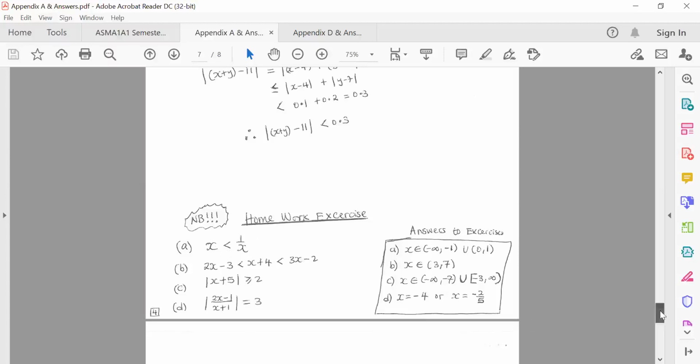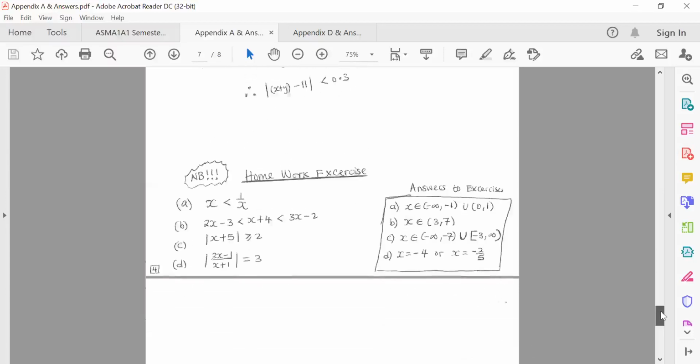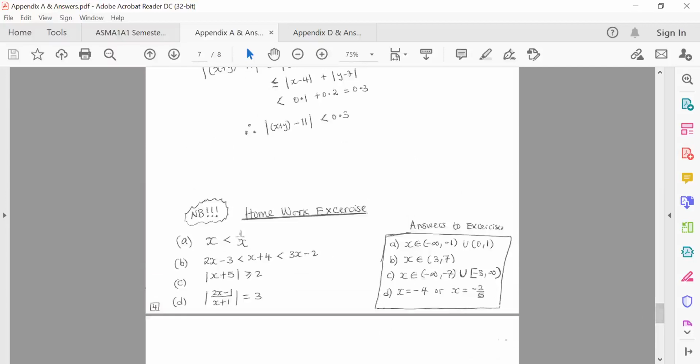All right. And just to give you a quick hint for the first one, this first one is very important. In fact, everything is important. That's why I said take note. The first one is testing you on the idea that you can't just cross multiply by x. Guys, in an inequality, you don't multiply both sides by a variable unless what you multiply both sides by is actually positive. All right.